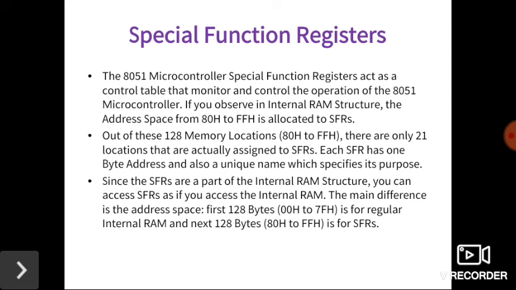Since the SFRs are a part of the internal RAM structure, you can access SFRs as you access the internal RAM. The main difference is the address space. The first 128 bytes, 00H to 7FH, are for regular internal RAM, and the next 128 bytes, 80H to FFH, are for special function registers.